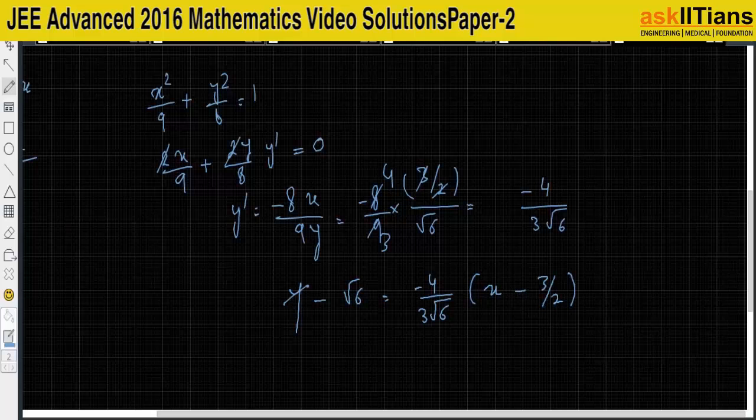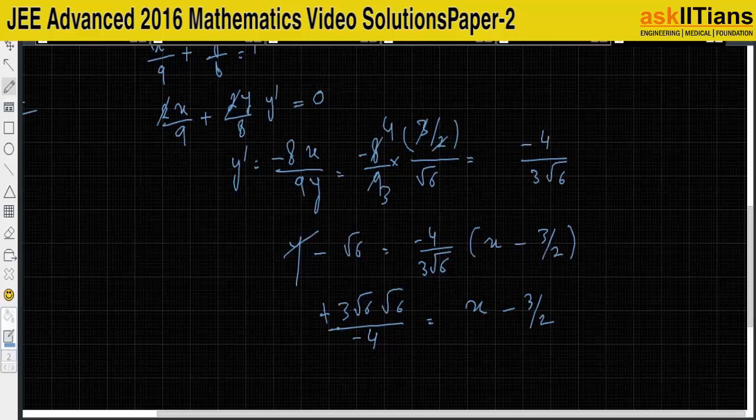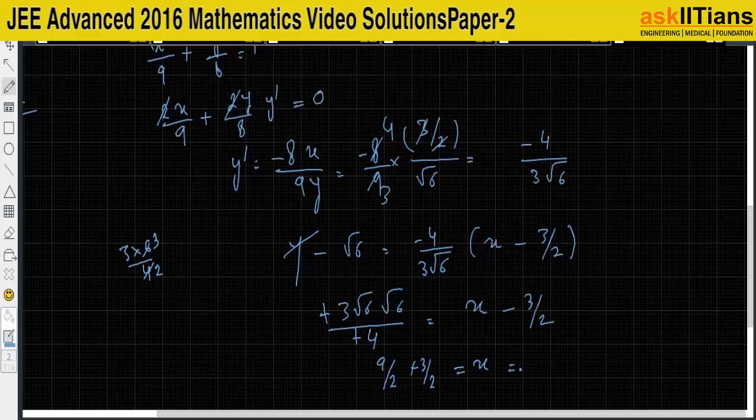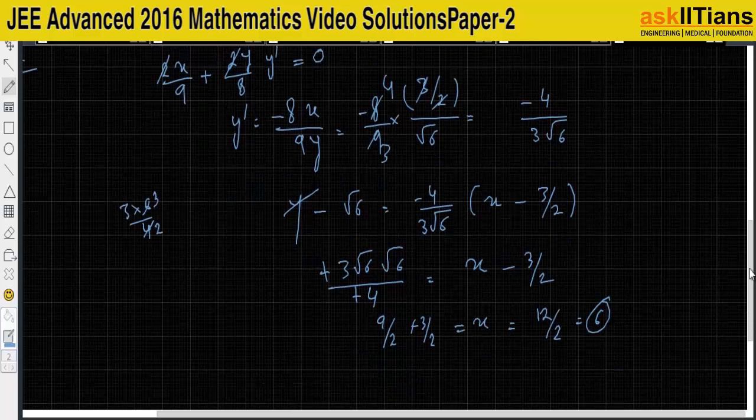And again I'll put y equal to 0. So I'll get minus 3 root 6 into root 6 divided by minus 4, equal to x minus 3 by 2. This 2 will get cancelled, and I'll get 3 into 6 divided by 4, so 2 times 3 and 2 times 2. So 9 by 2 plus 3 by 2 is x. So this is 12 by 2, which is 6. So the point is 6 comma 0.